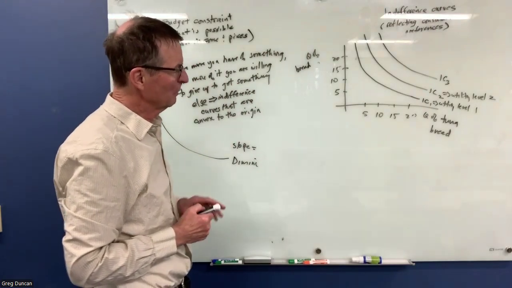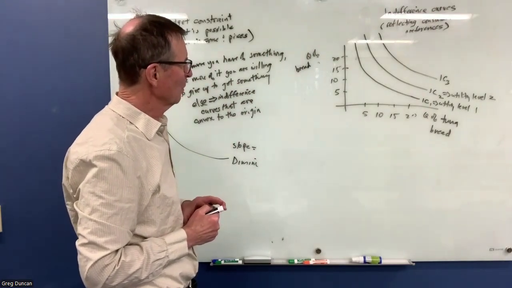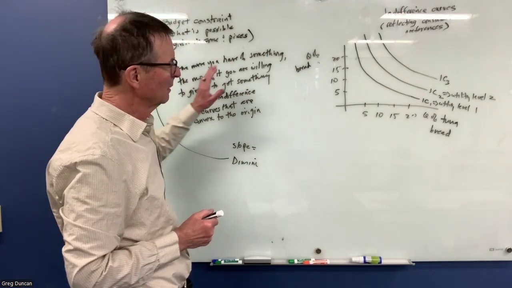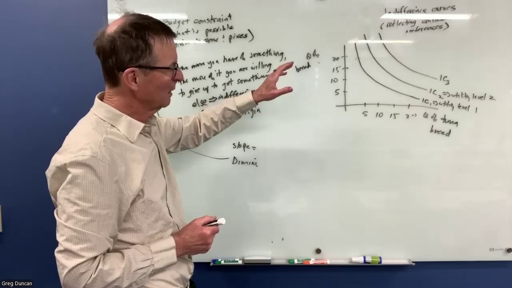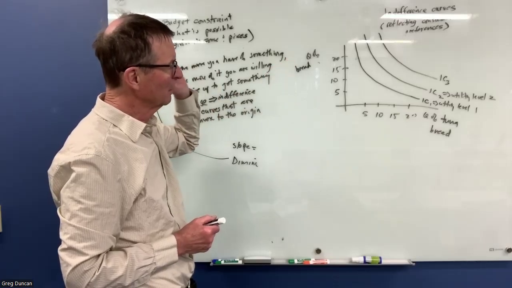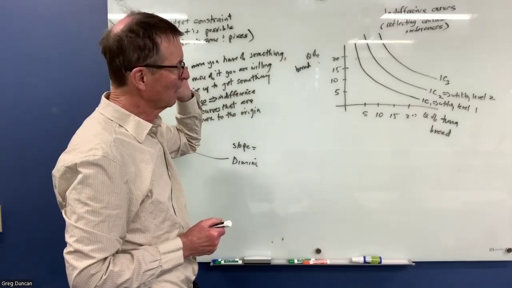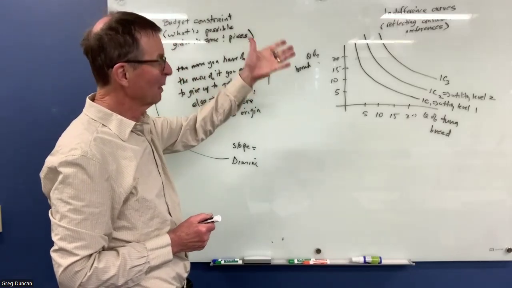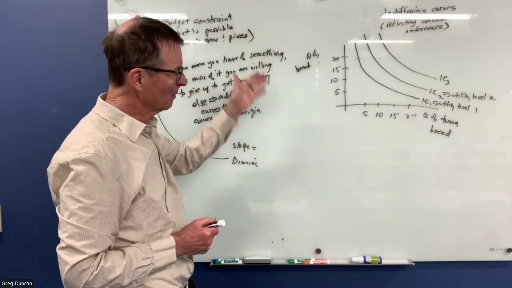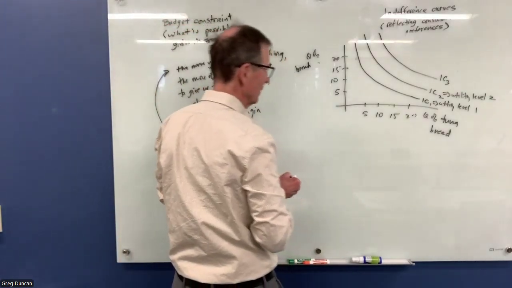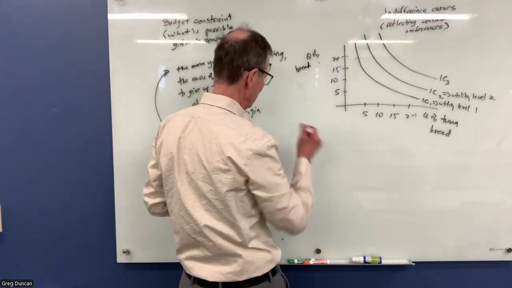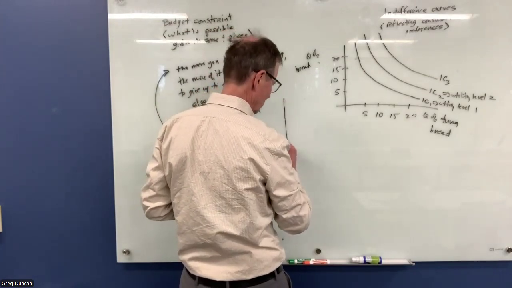And that gives us these indifference curves. So once we have a budget constraint here, we're always going to be able to find indifference curves that are either above that, below that, or are just tangent to it. And it's this point of tangency that is of greatest interest to economists.